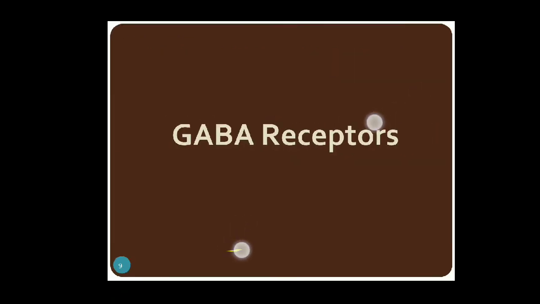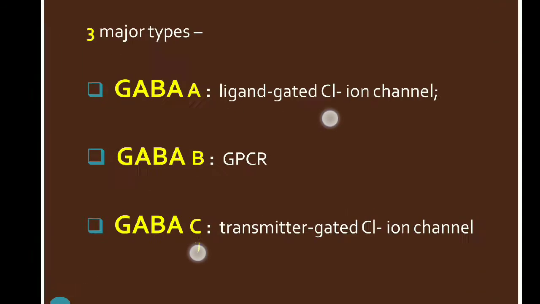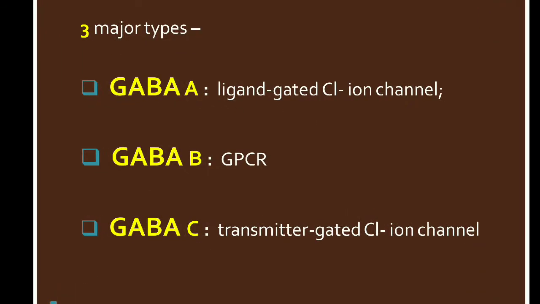Okay, GABA receptor. When we talk about the GABA receptor, there are basically three major types: GABA A, B, and C. GABA A is a ligand-gated chloride ion channel, and GABA B is a GPCR. GPCR stands for G protein coupled receptor. And GABA C is a transmitter-gated chloride ion channel.